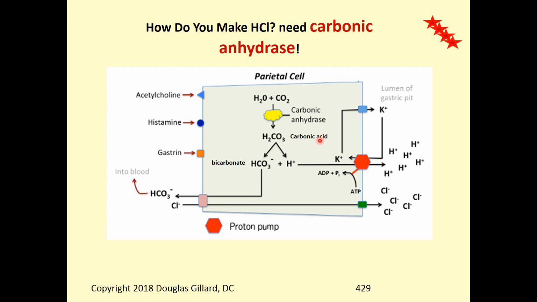But anyway, carbonic acid is made from carbonic anhydrase. It dissociates into bicarbonate, which is kicked out into the interstitium here. And there's what we want, hydrogen ion. So that's grabbed. You need to burn an ATP. You trade it for potassium, and boom, you got hydrogen ion out there. Chloride follows it like a puppy dog to keep things electrically balanced. And there you go.